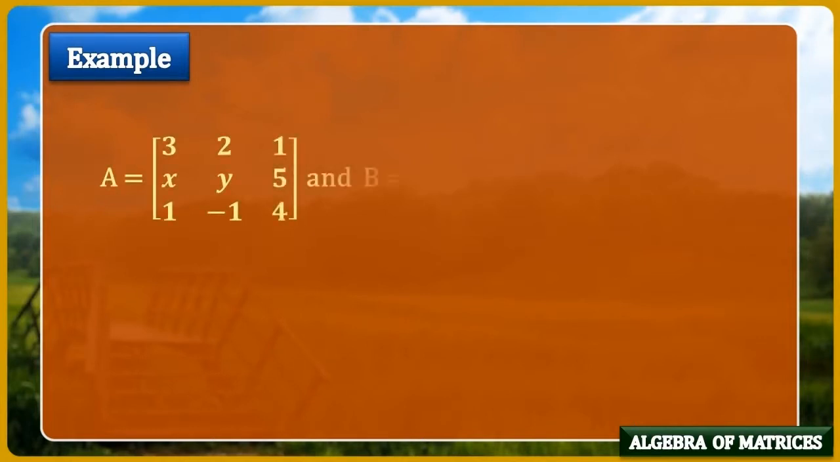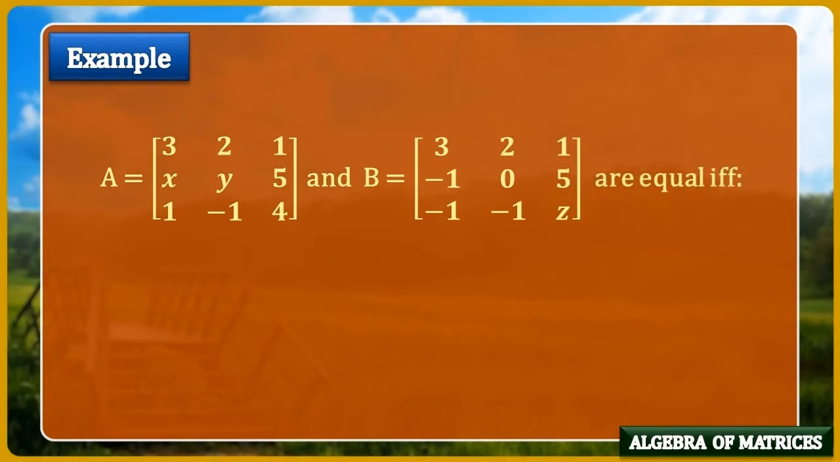For example, suppose we have a matrix A and a matrix B. Then both the matrices will be equal if and only if the value of x is equal to minus 1, y is equal to 0, and z is equal to 4.